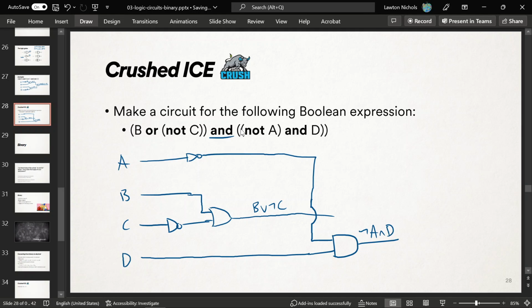And then finally we want to AND together those last results. There's no easy way to draw this in the way that I chose to do it, but there is, where the answer would come out. Okay, is that what we got? Are there any questions about that?